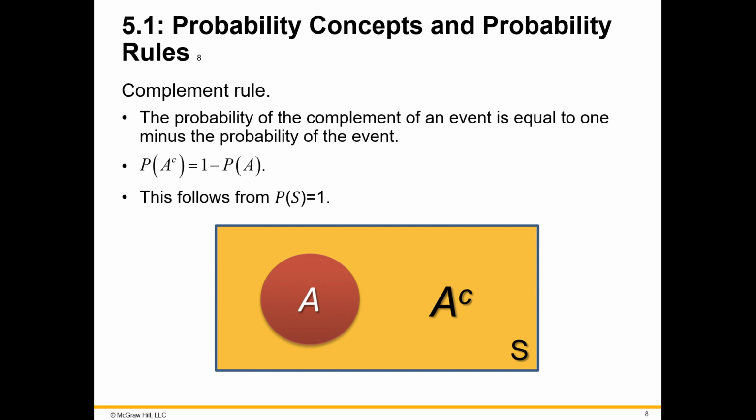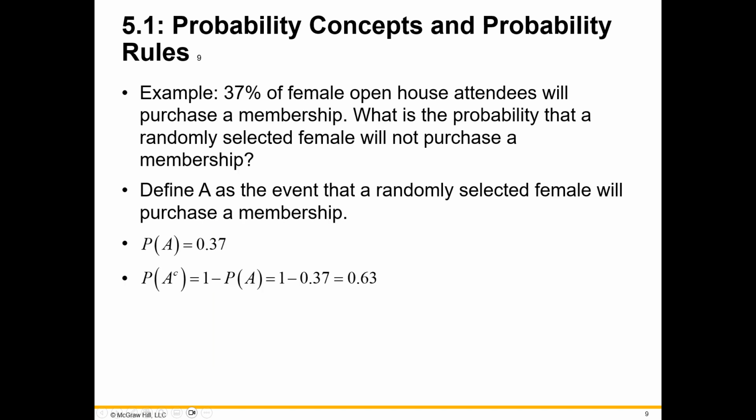Well, you know that the entire size of your sample has to be the full 1 or 100% of the sample size. So whatever the probability of A happening, 1 minus that number has to be the probability of it not happening. Expressed in numbers, let's say that we have a female open house to a gym, and we're hoping that people purchase a membership. Historically, we've looked at this and we said that there's a 37% chance of any female person that comes into the gym buying a membership.